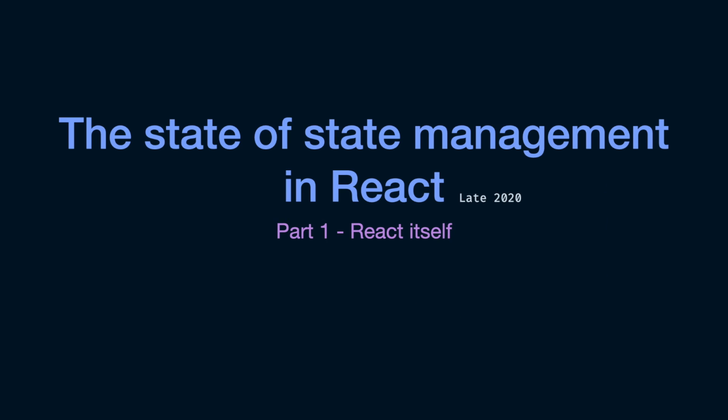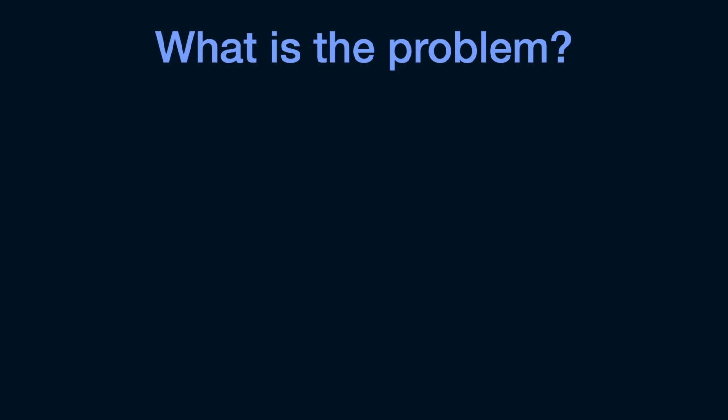Let's get started with the state of state management in React, part 1, using React itself. As usual, I would like to discuss what the actual problem is, because you need to keep that in mind before you approach anything, in my opinion. Just as a refresher, we're doing a mini series about managing state in React. But what is actually the problem? The thing is that React data flow is perfect, but it's actually quite limiting.